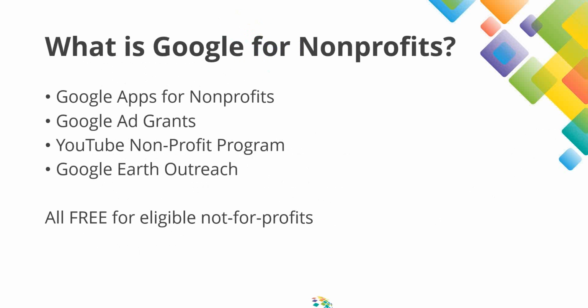Google Ad Grants. Now, anyone who's been to any of my webinars will know I love Google Ad Grants. Hopefully you've all signed up and you're all using it. But Google Ad Grants is a grant program where Google give you $10,000 worth of AdWords credit per month to advertise on Google. You also get access to the YouTube nonprofit program, and if you want to find out more about that, we did a webinar on that last week. And also Google Earth Outreach, which gives you a free license of Google Earth Pro. Now, all of this is free for eligible nonprofits through Google for Nonprofits.